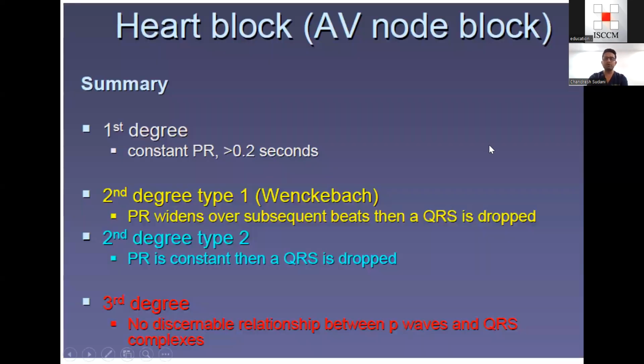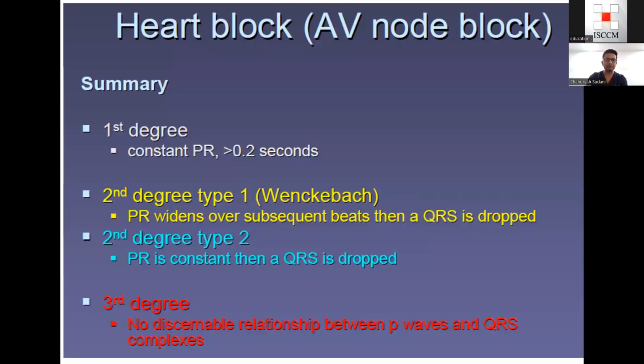Now, if you want to go for the AV block, there are certain degrees of block: first degree, second degree, and third degree. And in the second degree there are also variations, type 1 and type 2. Just remember one thing: if it is a first degree block, the PR interval will always be constant. If it is a second degree block type 1, the PR interval will be widened, and at the same time one QRS will be dropped. And if it is a second degree type 2 block, then the PR interval will be constant, and suddenly one QRS will be dropped. But if it is a third degree, there will be no correlation between any of the P waves and any of the QRS complexes.